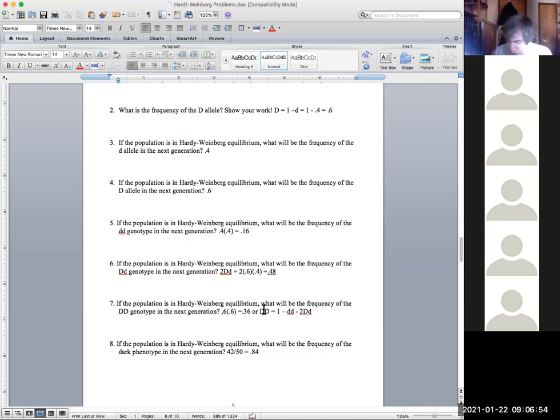In other words, we could have gotten the answer to 7 by subtracting 1 minus 5, and then whatever our answer is there, subtract our answer for 6. And that would be 1 minus 0.16 minus 0.48. And that does give us 0.36 again. So a lot of times there's more than one method, or way, to come up with the same answer mathematically.